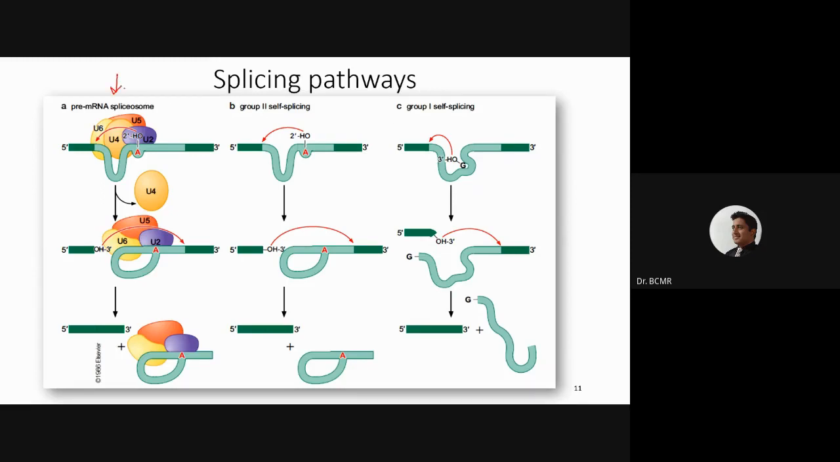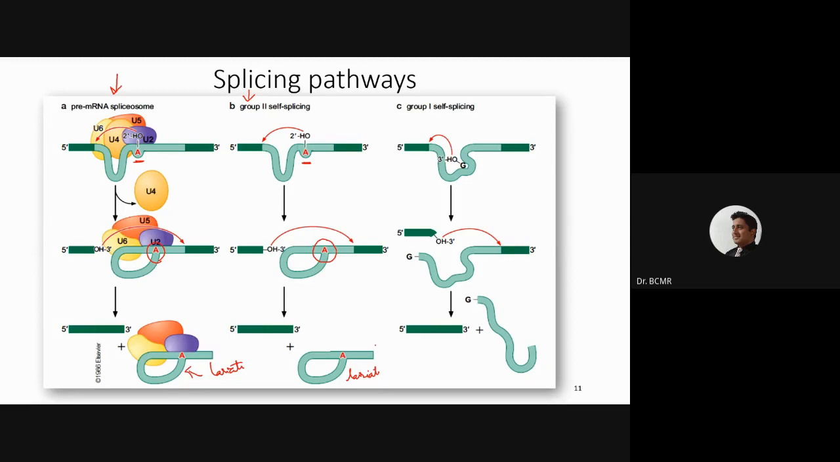If you look at the pre-mRNA spliceosome class and group 2 introns, the mechanism is almost the same. It has a branch site A. Group 2 also has a branch site A. And then you have the three-way chain formation, and the same thing is happening in group 2 self-splicing introns. In this one, the end product is a lariat, and so it is in this case too, lariat.